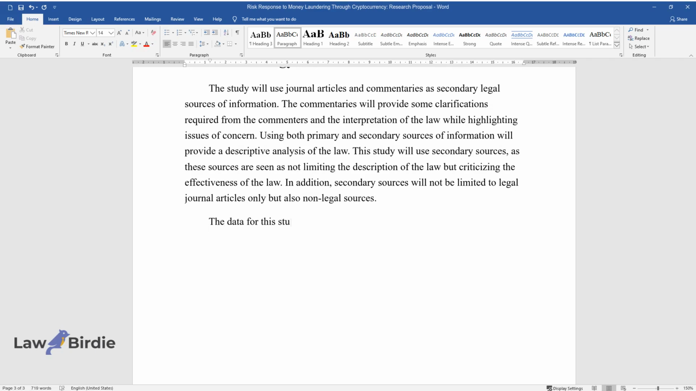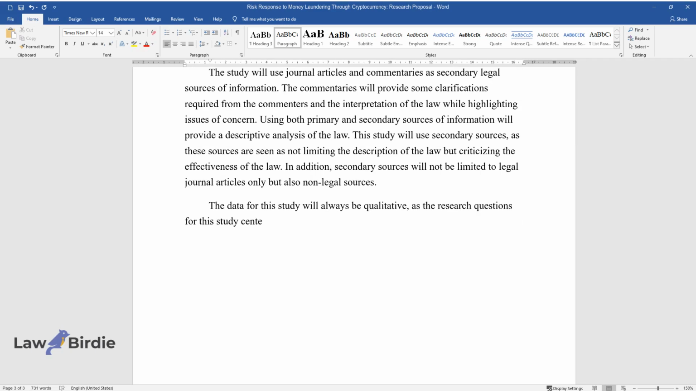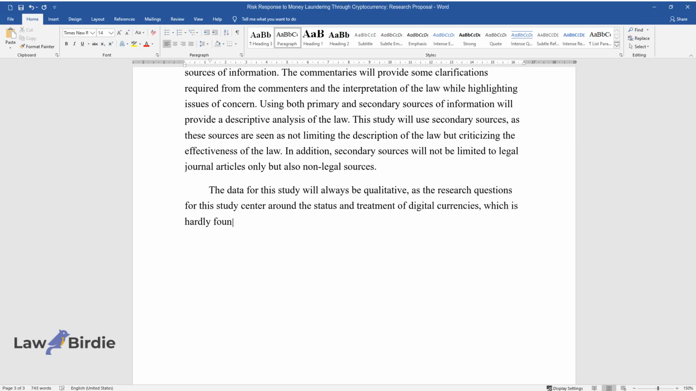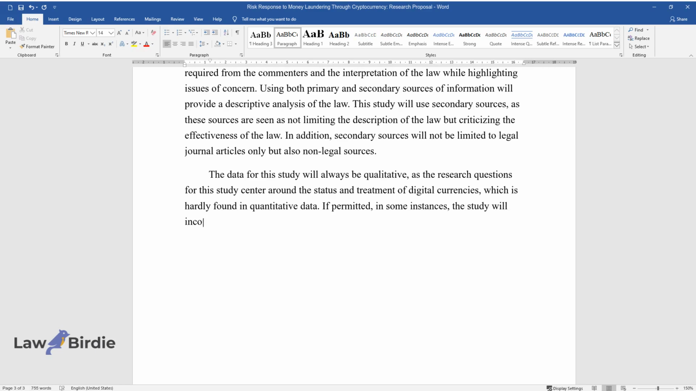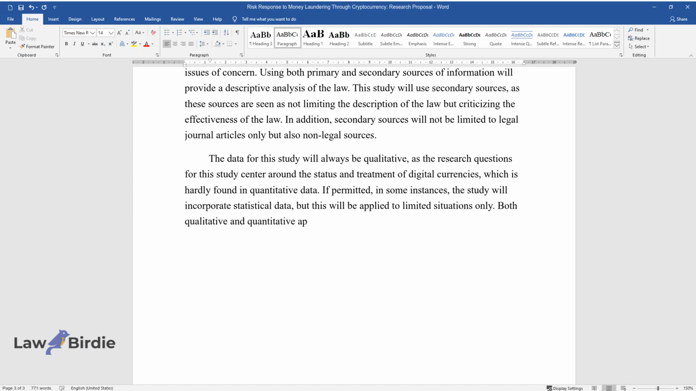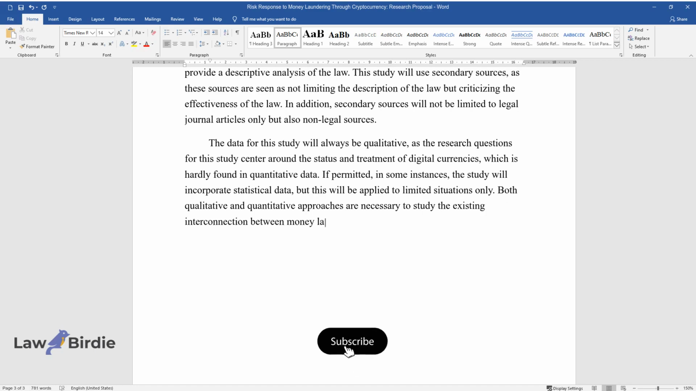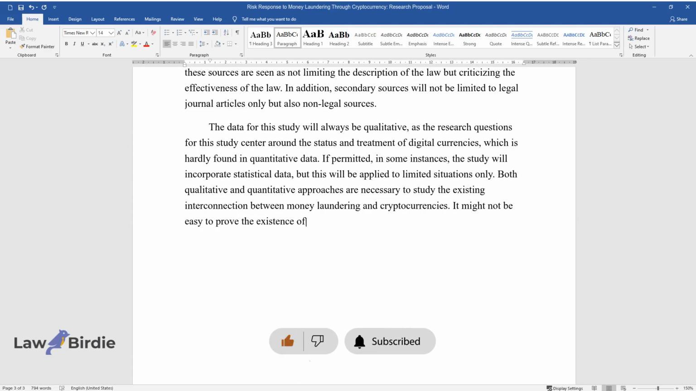The data for this study will always be qualitative, as the research questions for this study center around the status and treatment of digital currencies, which is hardly found in quantitative data. If permitted, in some instances, the study will incorporate statistical data, but this will be applied to limited situations only. Both qualitative and quantitative approaches are necessary to study the existing interconnection between money laundering and cryptocurrencies. It might not be easy to prove the existence of a link between money laundering and cryptocurrency.